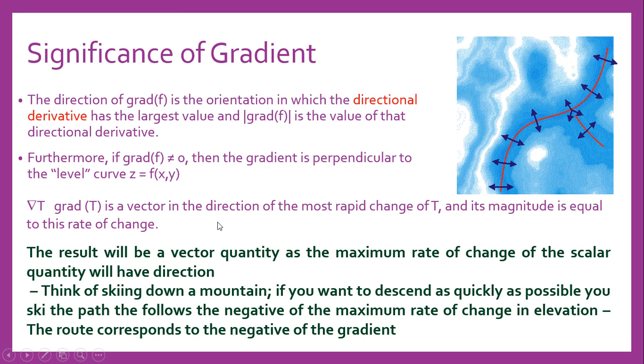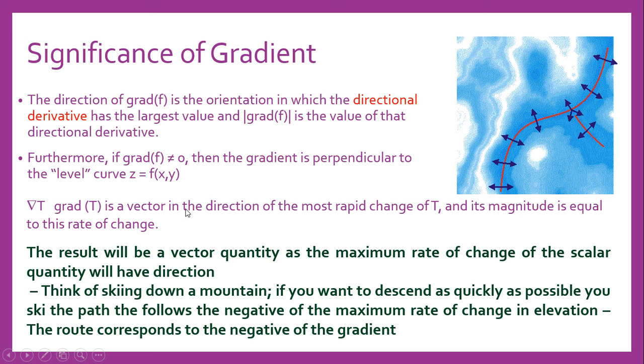So let us see the significance of the gradient vector. The direction of grad f is the orientation in which the directional derivative has the largest value, and the magnitude of grad f is the value of that directional derivative. So the directional derivative has a large magnitude because it points in the direction of the largest slope. Furthermore, if the gradient is not equal to 0, then the gradient is perpendicular to the level curve z equal to f of x comma y. This gradient vector will be at 90 degrees if the gradient is not equal to 0.